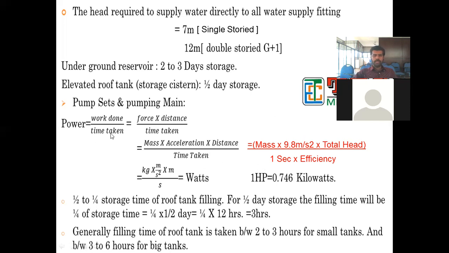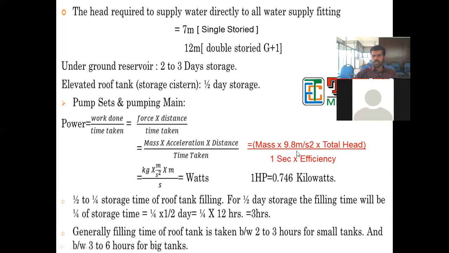So power equals work done by time taken. Work done we can write as force into distance, so force into distance by time taken. Force you can write as mass into acceleration. So mass into acceleration into distance divided by time taken. So mass into acceleration, 9.8 meter per second squared, into total head, divided by time taken in seconds, into efficiency also. This is the formula for finding out the power.